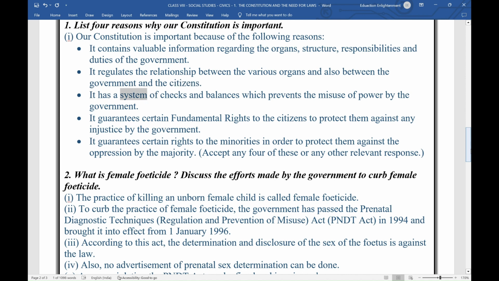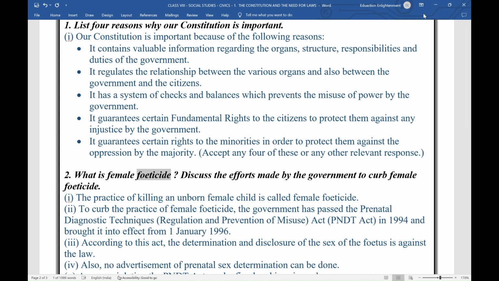It has a system of checks and balances which prevents the misuse of power by the government. It guarantees certain fundamental rights to the citizens to protect them against any injustice by the government. It guarantees certain rights to the minorities in order to protect them against the oppression by the majority.